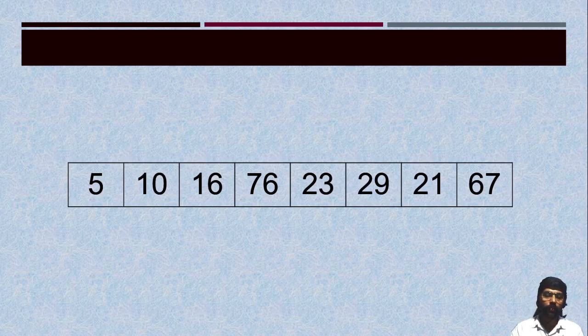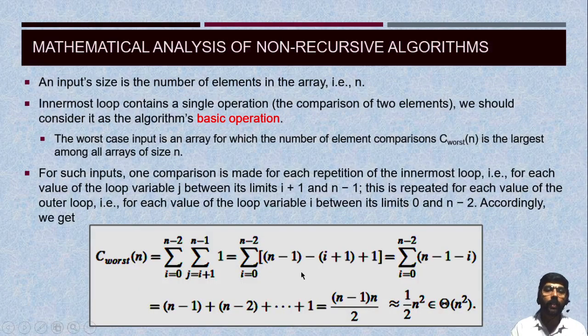Now next we have to analyze the algorithm. Here the next step is the analysis of the algorithm. Now the first step is we have to identify the input size. Here, as the number of elements in the array increases, the execution time also increases. So the input size is nothing but n here.